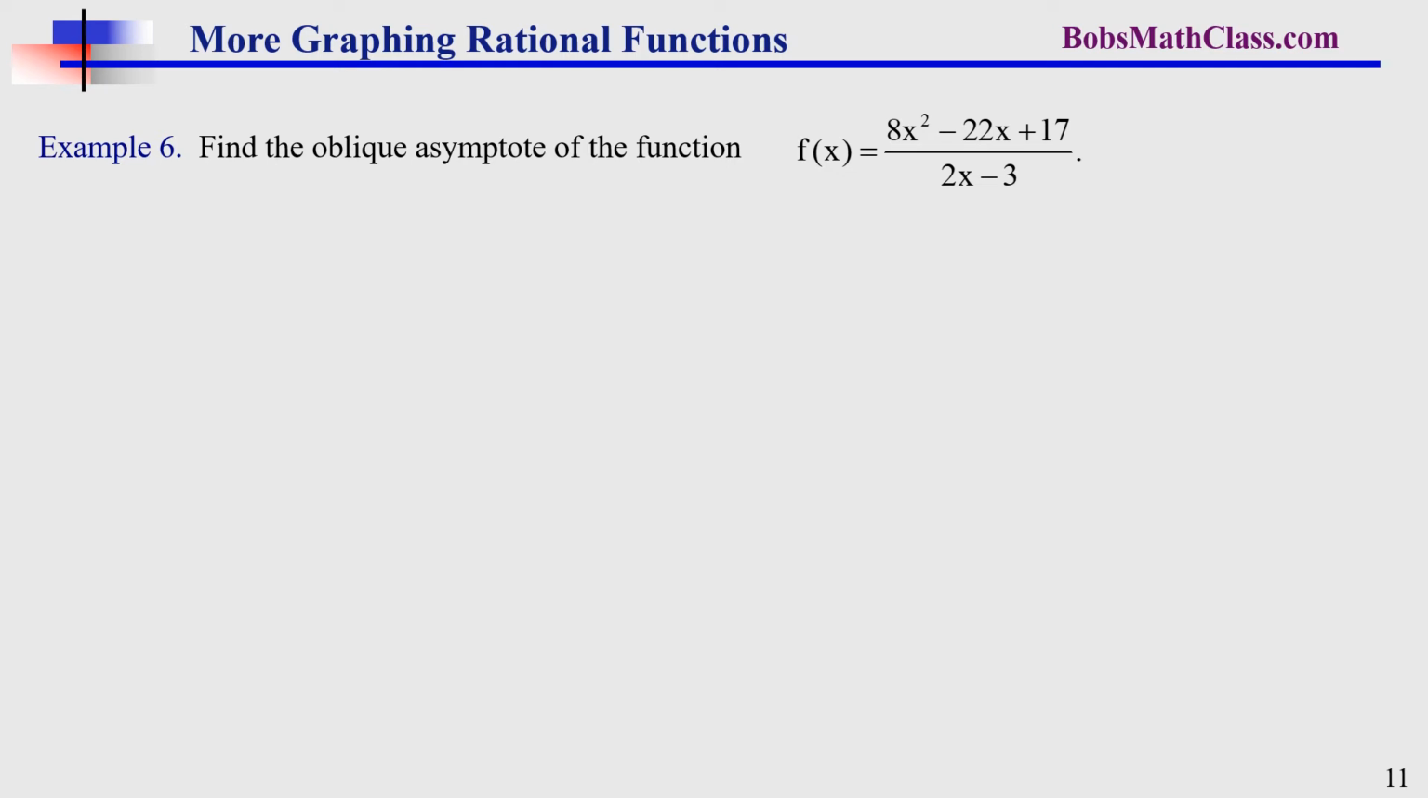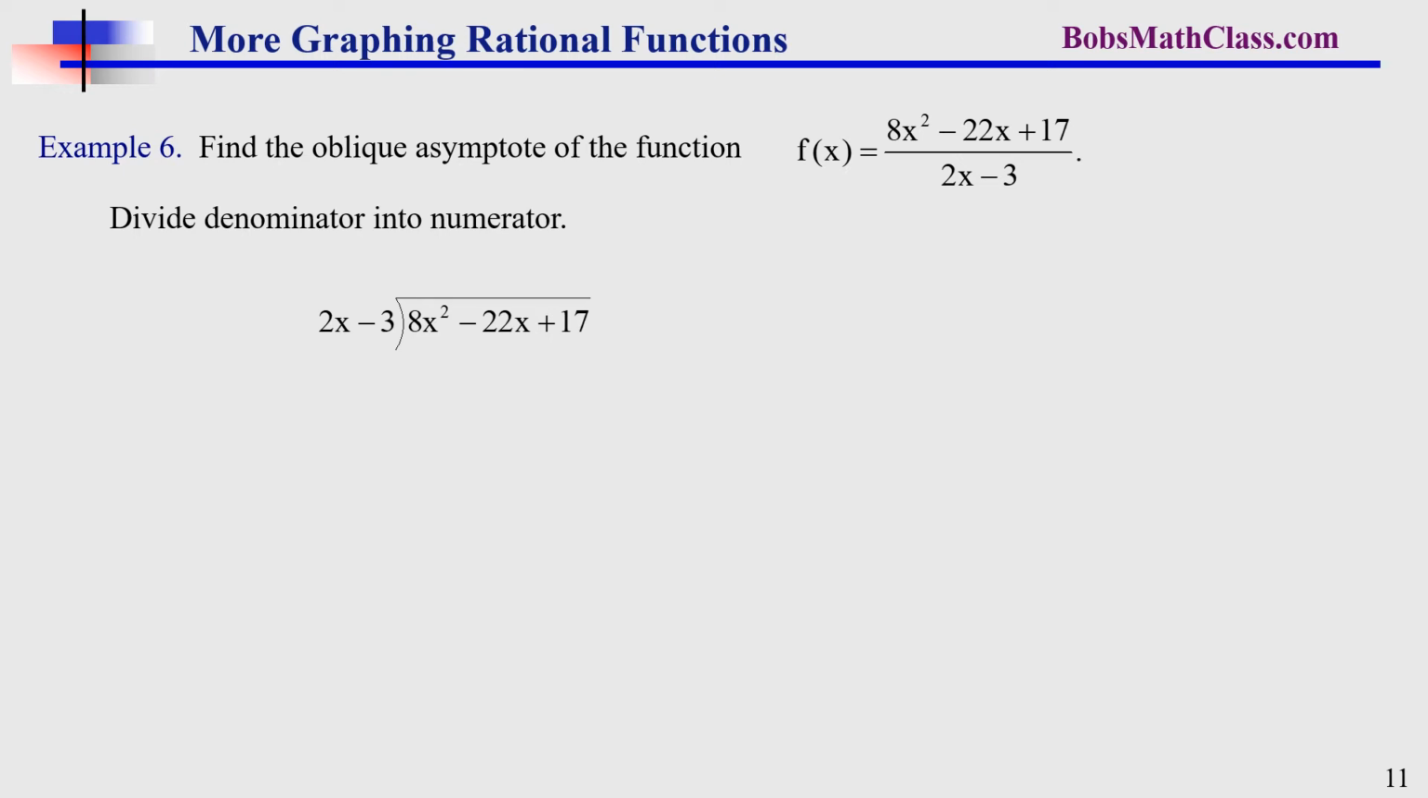All right, let's do another one. Find the oblique asymptote. Again, the numerator is greater than the denominator by 1. Oh, but we can't use synthetic. We're going to have to use long division. That's all right. If you kind of forgot long division, you might want to watch a video on long division, but I'll try to go through it.